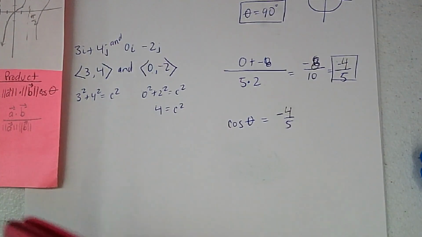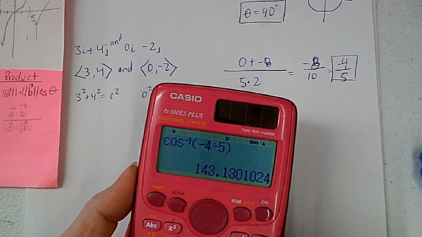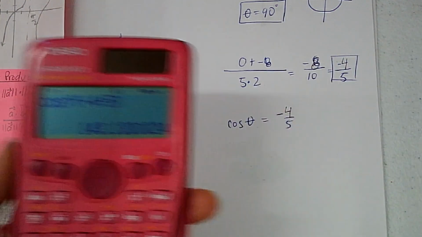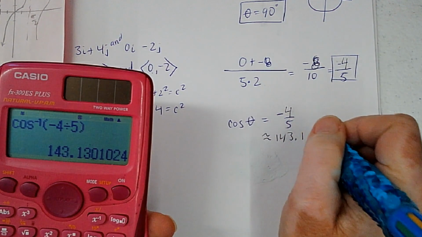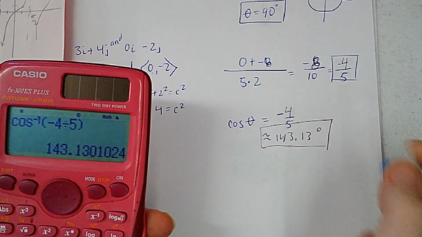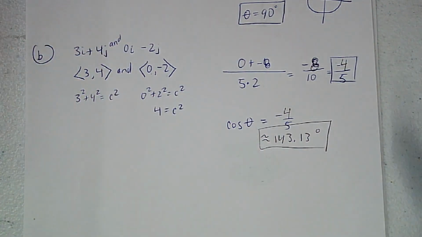So then I want the inverse cosine of negative 4 fifths, and I got 143.13 degrees. So that's the angle between these two vectors. If you wanted to draw the vectors, you could look at them. That's all I got.